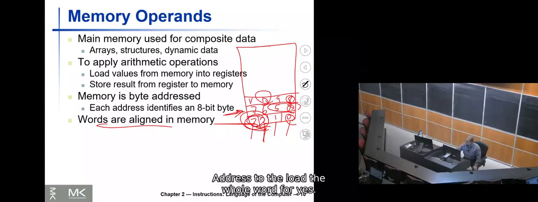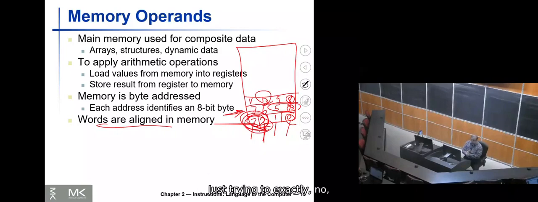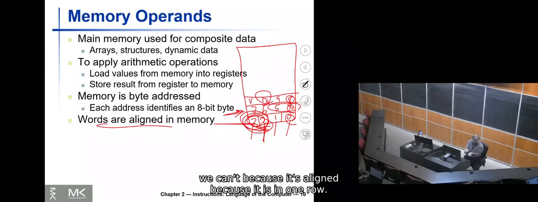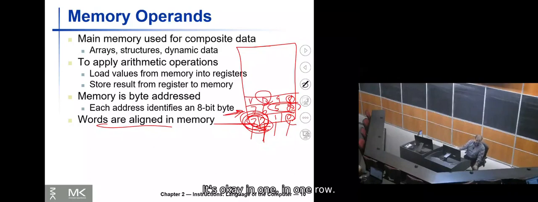Address 2. You have to load the whole word first. Yes, but could you do the half word from address 2? You mean just 2 and 3? Just 2 and 3, exactly. Yeah, we can, because it is aligned, because it is in one row. So loading a half word from address 2 is aligned. It's okay in one row.